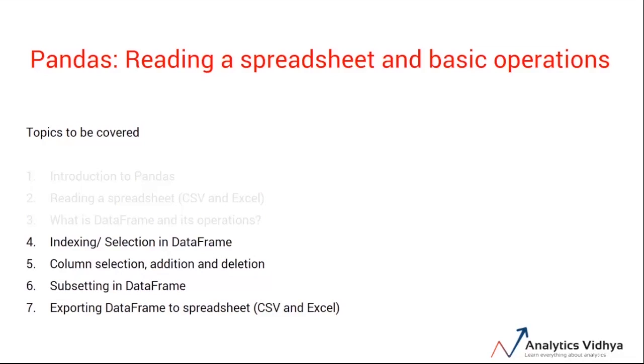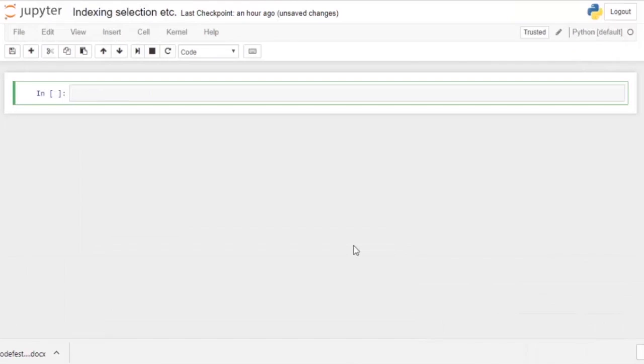First of all, we'll see how we can index or select data in a data frame. We'll also see column selection, addition and deletion. Also, we'll see how we can subset a data frame. Finally, we are going to see how we can export our data frame to CSV and Excel file format. We'll be performing these operations in a Jupyter Notebook for easy clarification. So, let's just switch to Jupyter Notebook.